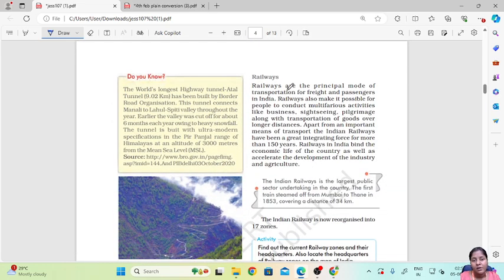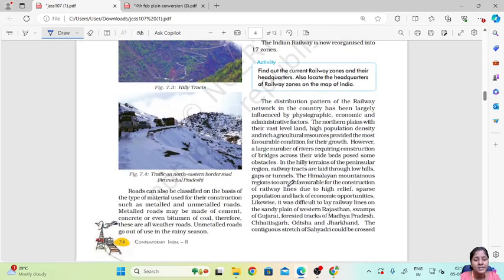Next we learned about railways. Railways are the principal mode of transportation for freight and passengers in India. A lot of bulk goods can be transported through railways. Railways also make it possible for people to conduct multifarious activities like business, sightseeing, pilgrimage, along with the transportation of goods over a longer distance. This is how railways help us.